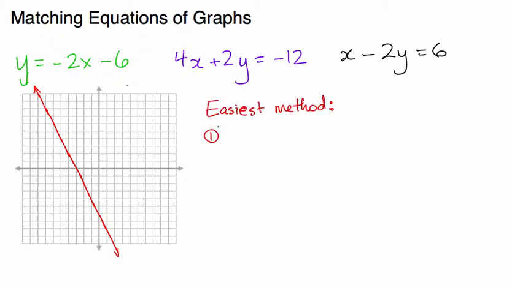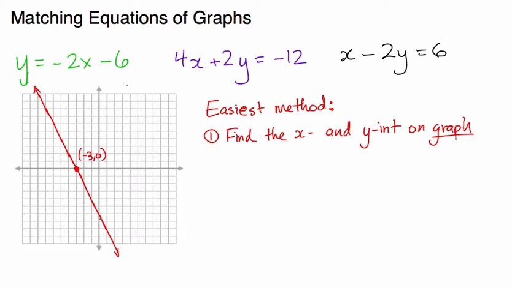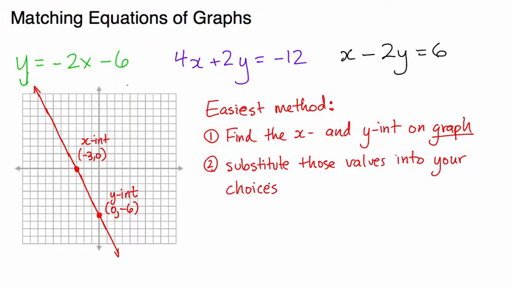First step, find the x and the y-intercepts on the graph. So the x-intercept is here, that looks like negative 3, 0, and the y-intercept is here, that looks like 0 and down 6. X int, y int. And then the next step is to substitute those values into your choices.